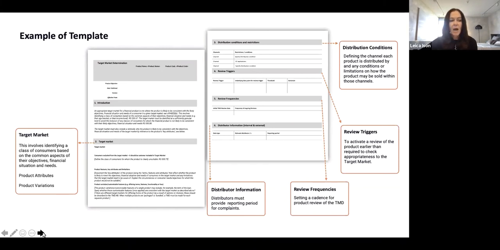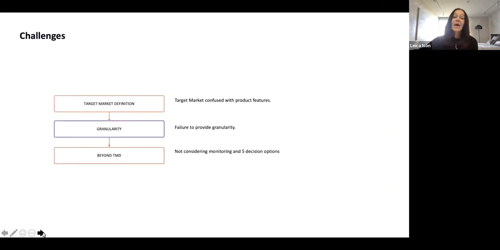So setting that nice cadence for the review of your product. And again, when you're really busy and spread thin, doing these consistent quarterly product reviews can be a challenge. So in these target market determinations, just thinking through for that product, how often does it need to be reviewed is an important part of the TMD. So that's just a frame of the key areas as we start to go in and set those target market determinations, some of the key components.